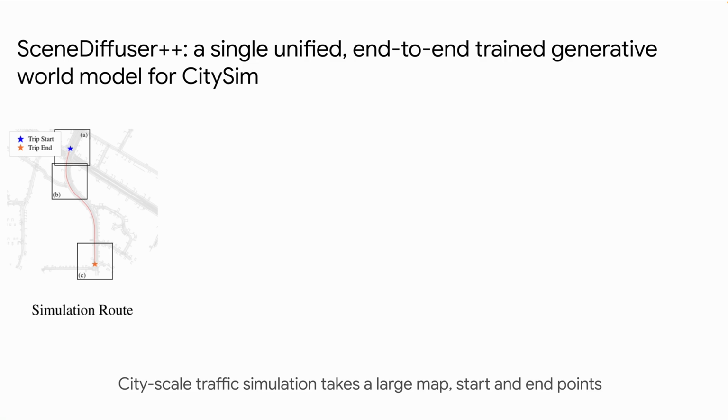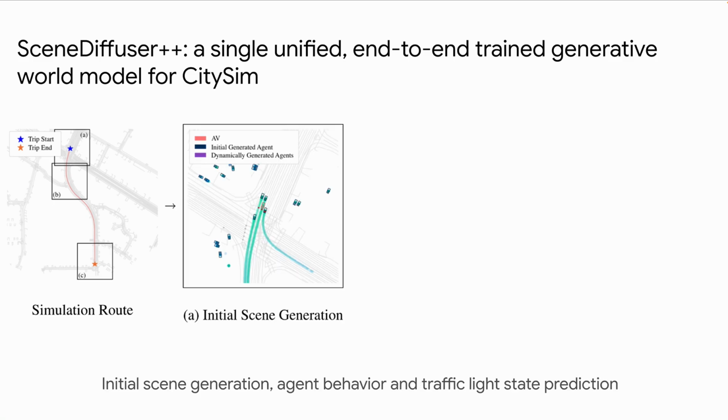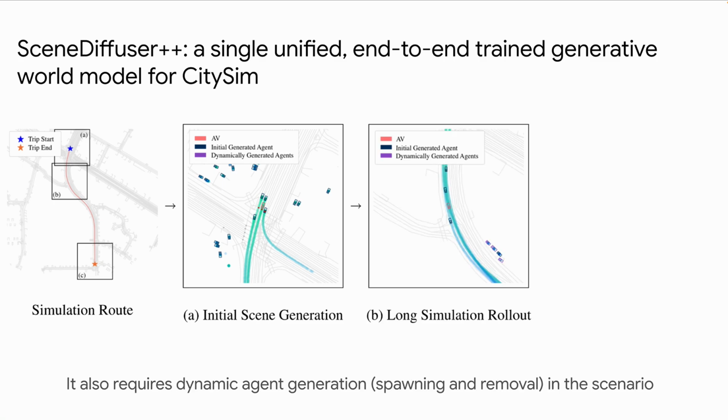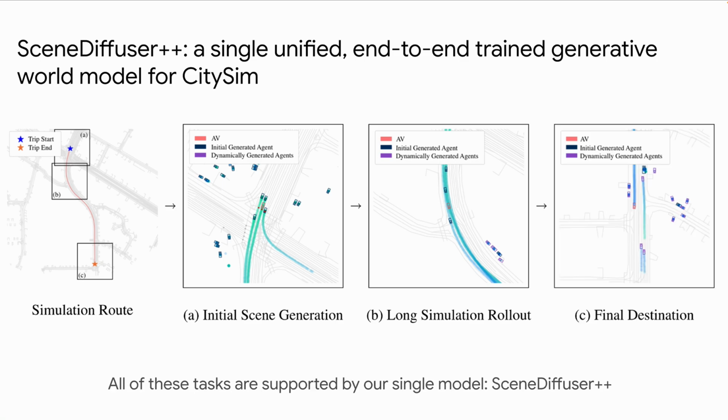City-scale traffic simulation takes a large map, start and end points, and simulates everything in between, including initial scene generation, agent behavior, and traffic light state prediction. It also requires dynamic agent generation, both spawning and removal in the scenario. All of these tasks are supported by our single model, SceneDiffuser++.